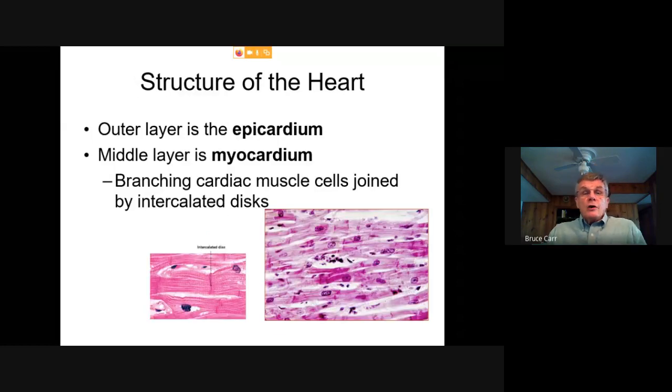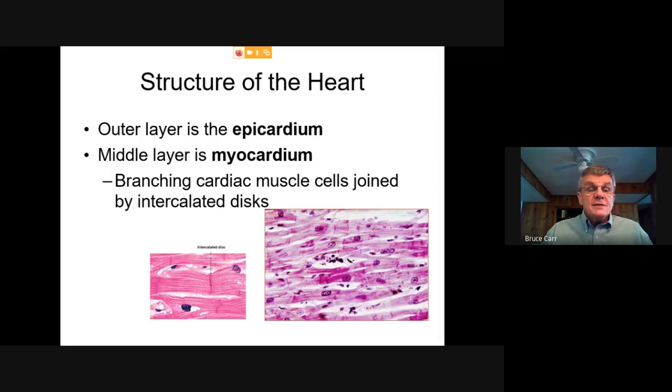The structure of the heart is an outer layer called the epicardium. We're using these prefixes more and more. Epi always means outermost or topmost. The epicardium is a membrane layer that allows for movement. It allows for lubrication and free movement over the surfaces of the surrounding tissues.